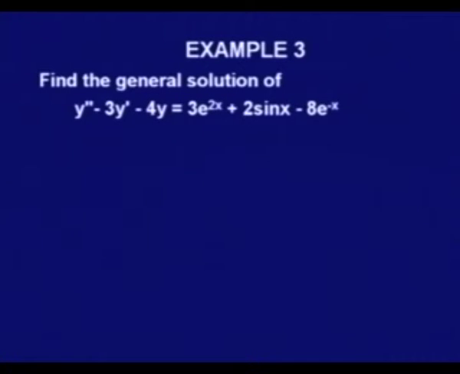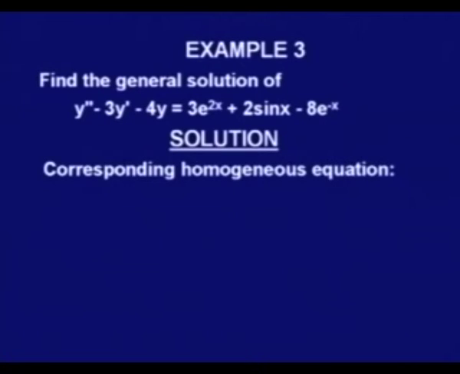Now, we see our right hand side is actually a sum of many functions which are in our table, e to the power 2x, e to the power minus x, sin x and so on. So, it says that we have to use the sum rule. Let us see if we have to use some other rules also. So, first we go for the solution. What is the corresponding homogeneous equation? y double dash minus 3 y dash minus 4 y is equal to 0.